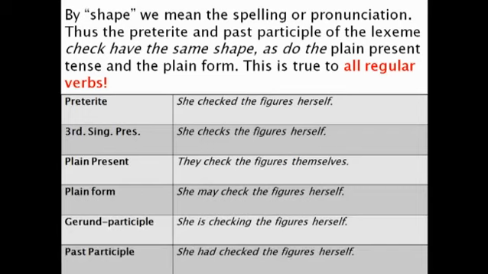So by shape we mean the spelling or pronunciation. Thus the preterite and the past participle of the lexeme check have the same shape, as do the plain present tense and the plain form. This is true to all regular verbs. Okay.